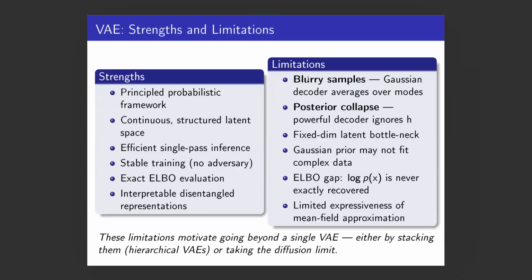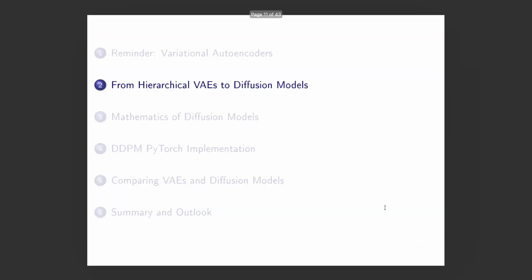You often get blurry samples: the Gaussian decoder averages over modes. Posterior collapse: a powerful decoder ignores h. A Gaussian prior may not fit complex data. So this is one of the criticisms of it. The ELBO gap, like this log p of x, is never exactly recovered. And there's a limited expressiveness of different types of approximations.